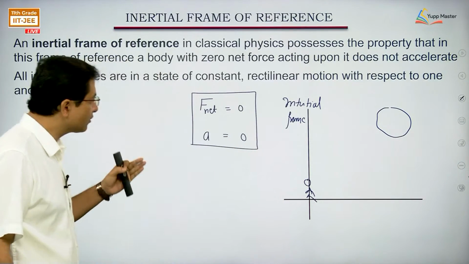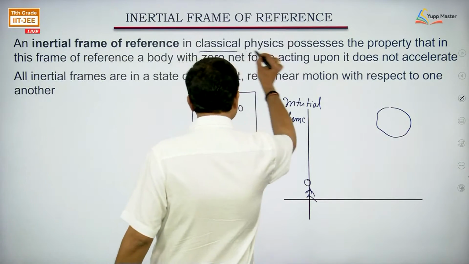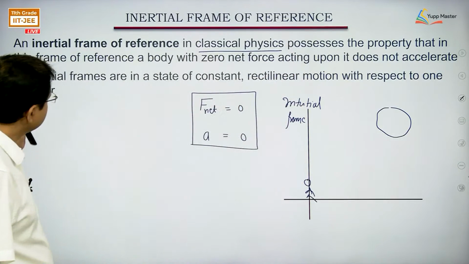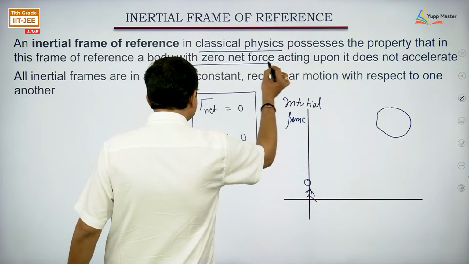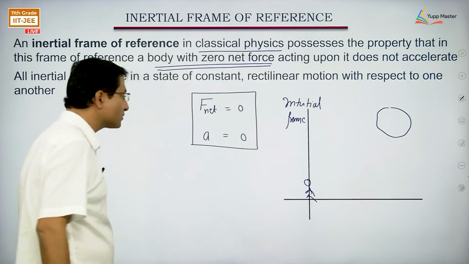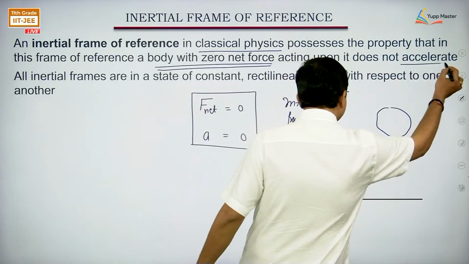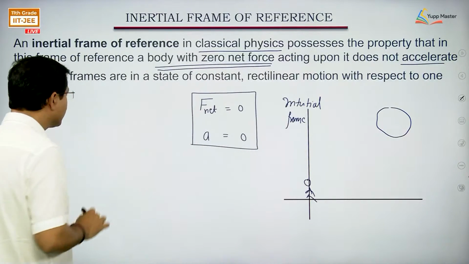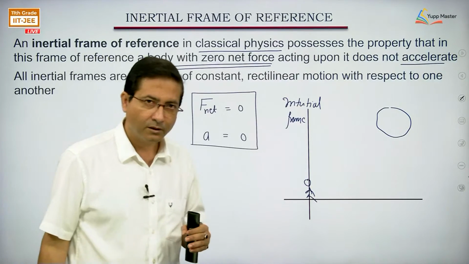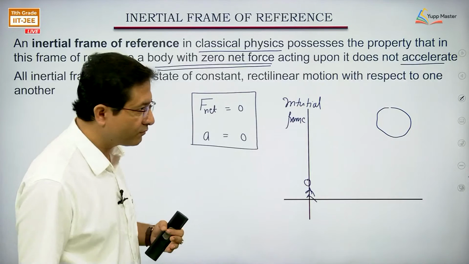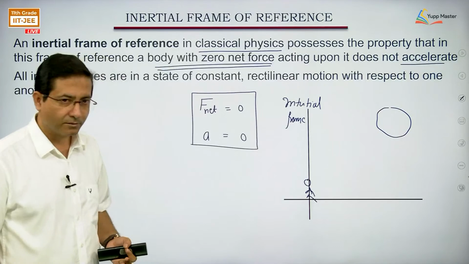This is the definition of an inertial frame: an inertial frame of reference in classical physics possesses the property that in this frame of reference, a body with 0 net force does not accelerate. So the acceleration of the body must be 0, right. And all inertial frames will have the same type of relation with respect to other inertial frames, right.